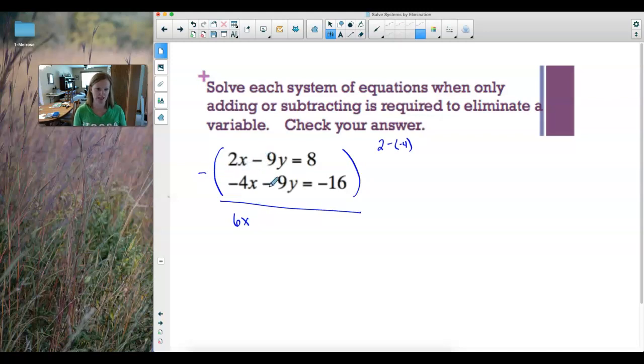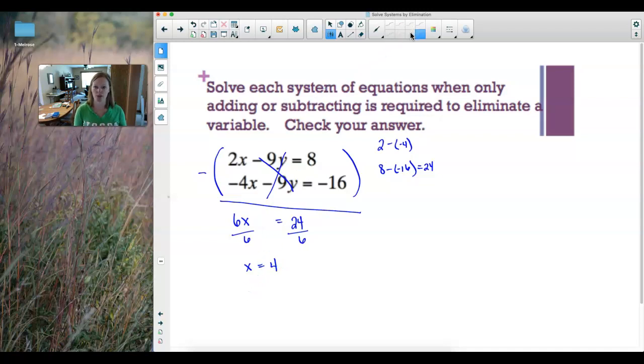-9 minus -9, those cancel. And then we have 8 minus -16. And 8 minus -16 is 24. So we end up with 6x equals 24. And then we can divide by 6, and x equals 4. So we have our x value.